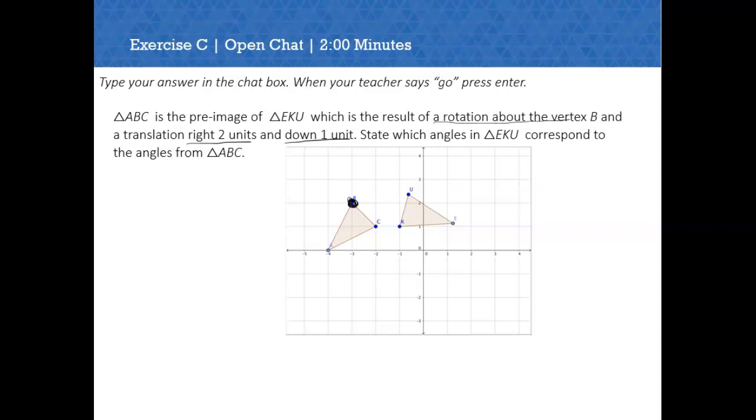State which angles in EKU correspond to angles ABC. I had already mentioned that you can just read it straight from the triangle, but we can also look. We see that A and E go together. If we rotate and slide it over, angle A corresponds to angle E. Angle B corresponds to angle K. And angle C corresponds to angle U.